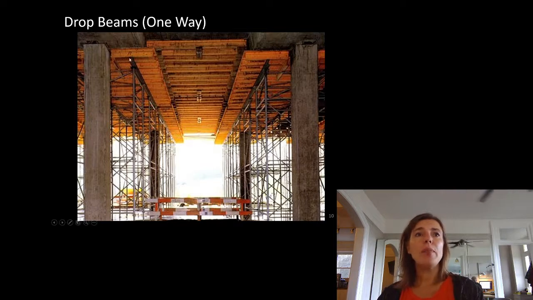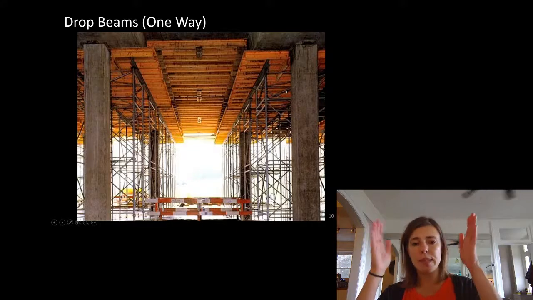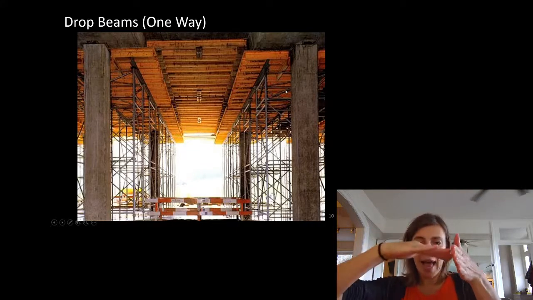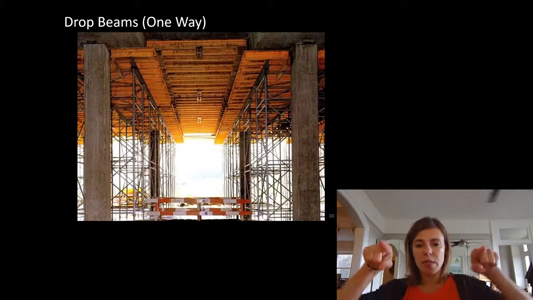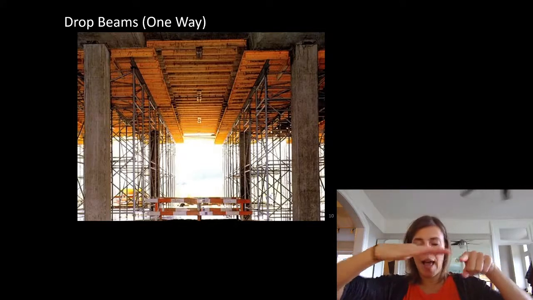This is a concrete beam system with drop beams spanning in one direction and a slab spanning in the other, making it look more conventionally like a steel system or a hollow core on beam system, where we have our columns, our beams, and then a slab spanning to them.